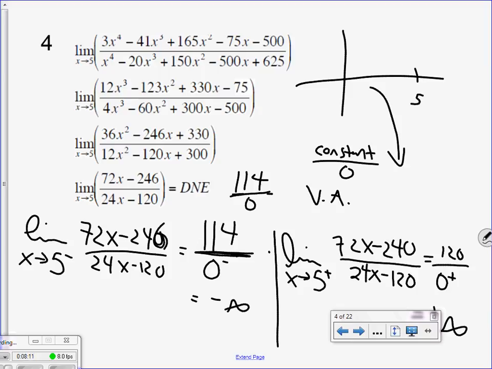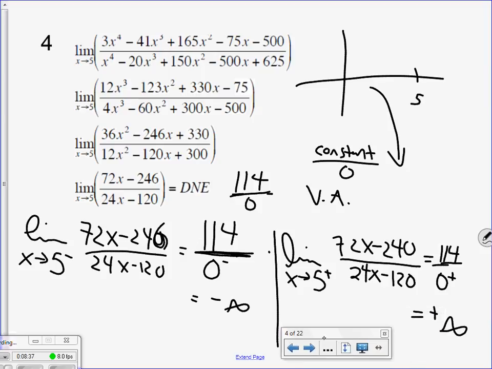Now I look at the other side. Vertical asymptotes, you want to look at each side and check out the signs. So as x approaches 5 from the right, the numerator is still heading toward this positive value. The denominator is still heading towards 0. But this time, it's going to be positive. You see that? 24 times a number a little greater than 5 minus 120. So positive over positive is positive, so that's positive infinity. We have a vertical asymptote at 5, and one side is going to negative infinity, the other side positive infinity. So the limit, after all that, does not exist.